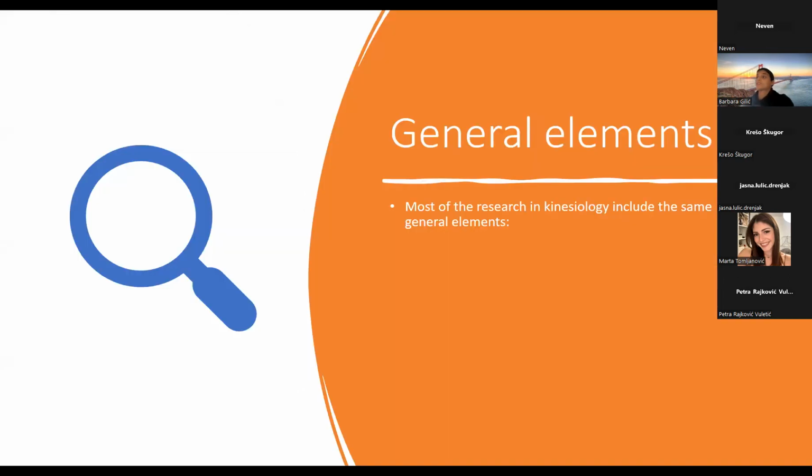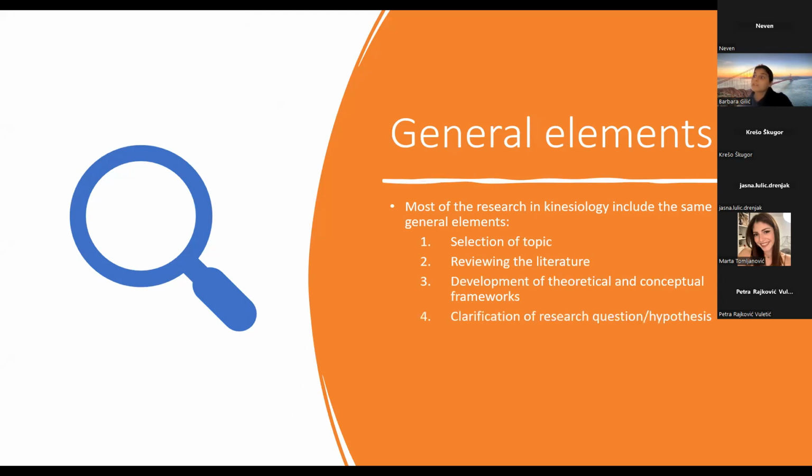General elements of the research process in kinesiology in sports include the following. First one is the selection of topic, reviewing the literature, development of theoretical and conceptual frameworks, clarification of research question, research design, data collection, data analysis, and drawing conclusions. So in this lesson, we will cover all of these elements briefly, and I will try to clarify what they mean and why they are important in your research.